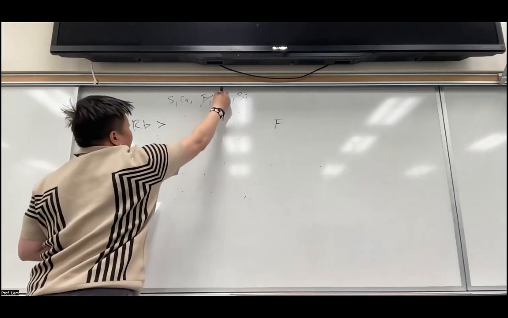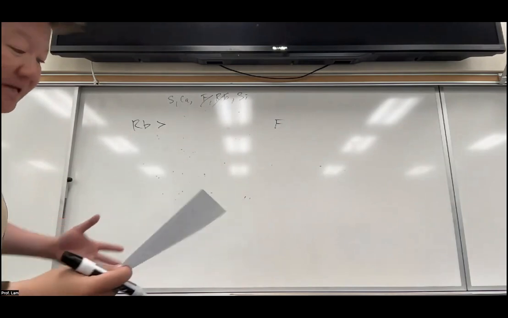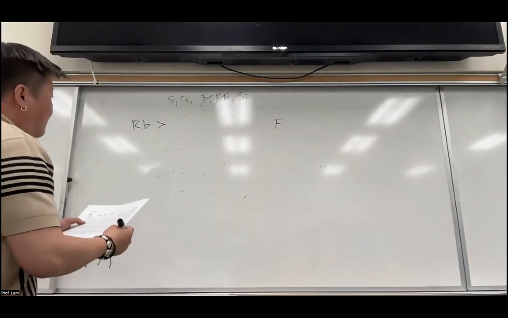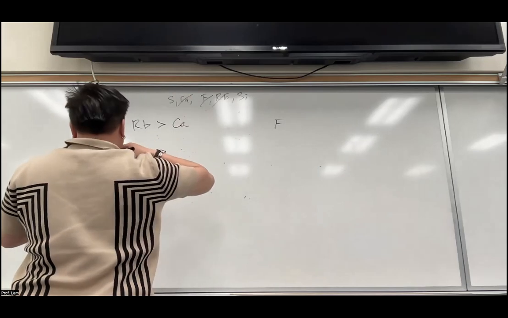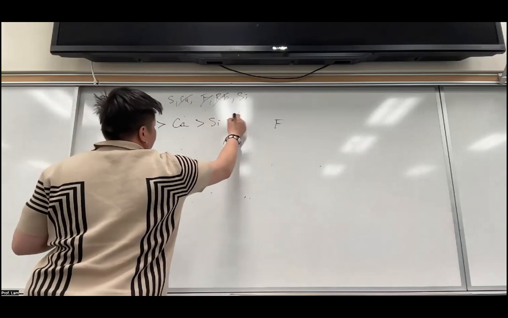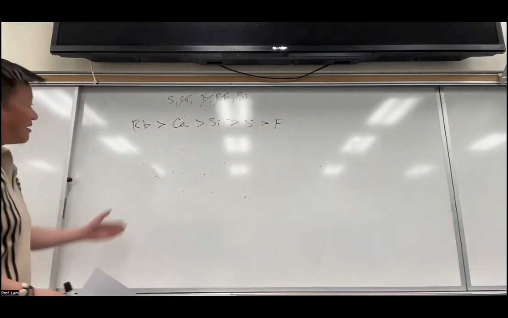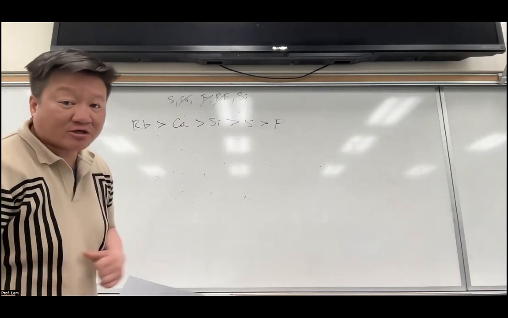So now we got that knocked out, okay? I'm gonna go with which one's the next biggest, right? Just keep playing that game, and it makes it easier to rank. Calcium's gonna be the next biggest. And then between silicon and sulfur, it's silicon. Right? So that's how it's gonna look. Rubidium greater than calcium, greater than silicon. So that's exactly how you should do it.